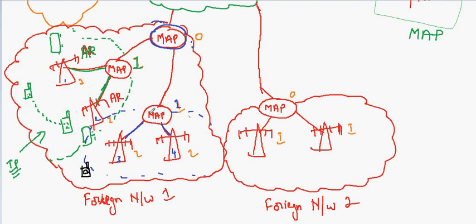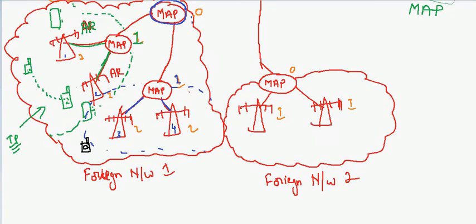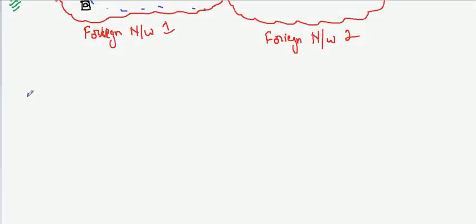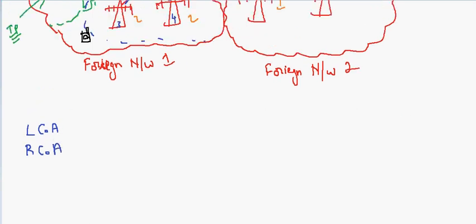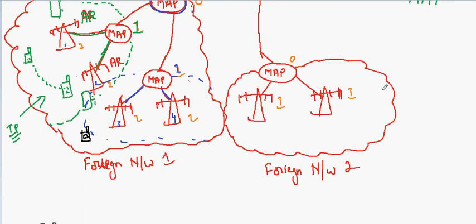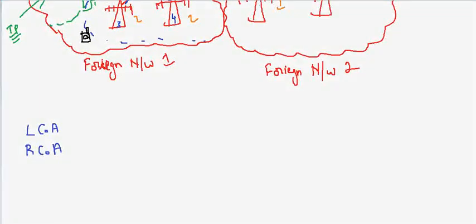So what's the advantage of having larger areas, and how does hierarchical mobile IPv6 prove to be better than mobile IPv6? It's just simple. Hierarchical mobile IPv6 has two addresses: local care of address and regional care of address. When I say local care of address, it's given by the access router. It depends on this access router, and the regional care of address depends on the map.